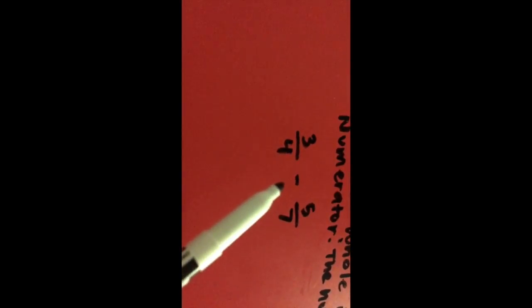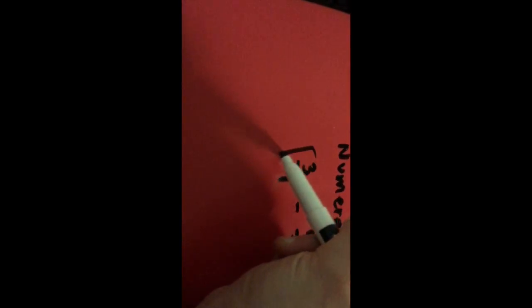So now we know we cannot take 5/7 from 3/4 because it just does not work. So we know that we need to find a common denominator. And in order to find a common denominator, we just have to multiply by the opposite denominator. Whatever you do to the denominator, you must do to the numerator, right? So we are going to multiply 3/4 by 7.